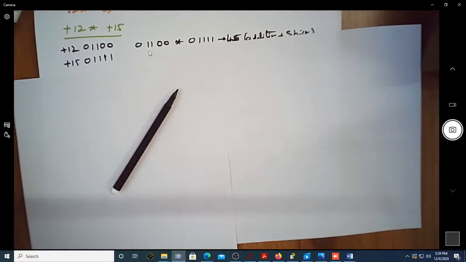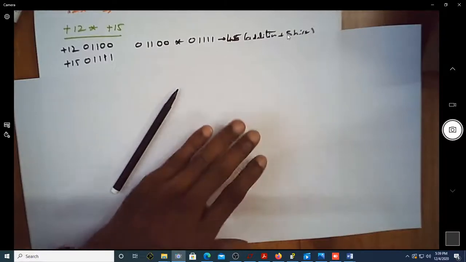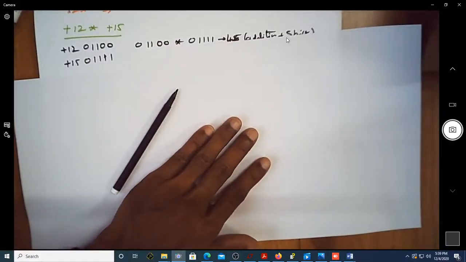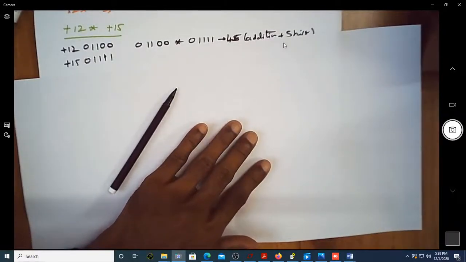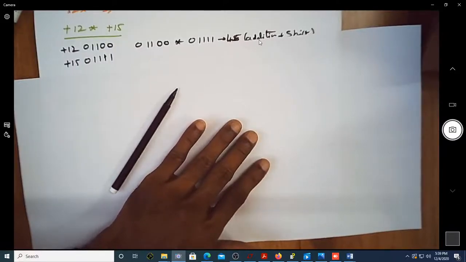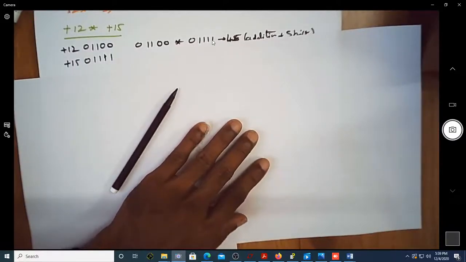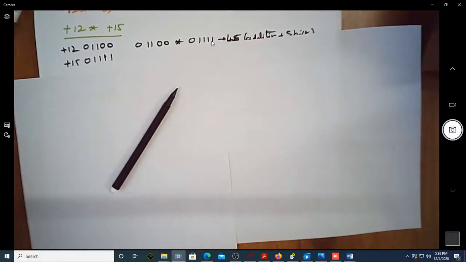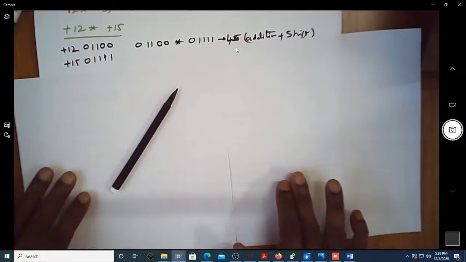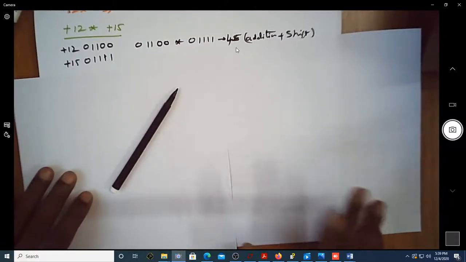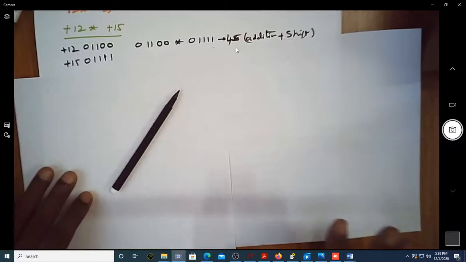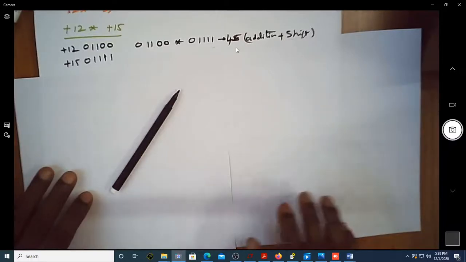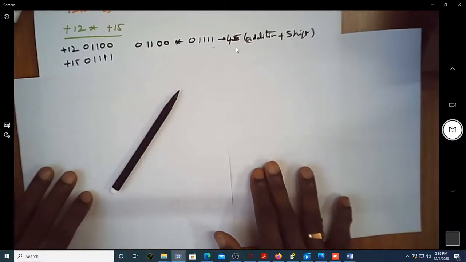If you actually do this, 12 multiplied by 15, it involves 4 additions and shifts, because in order to get the complete output, partial products have to be developed using additions. Since all the multiplier bits are 1111, I need to have 4 additions and the corresponding shifting. This is what is required in a normal multiplication without Booth's algorithm.